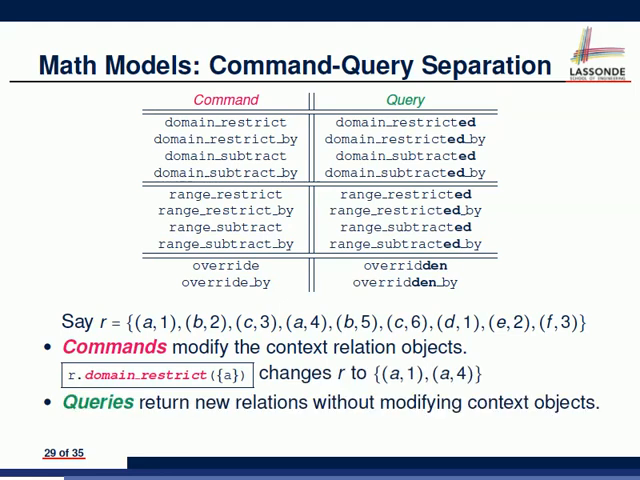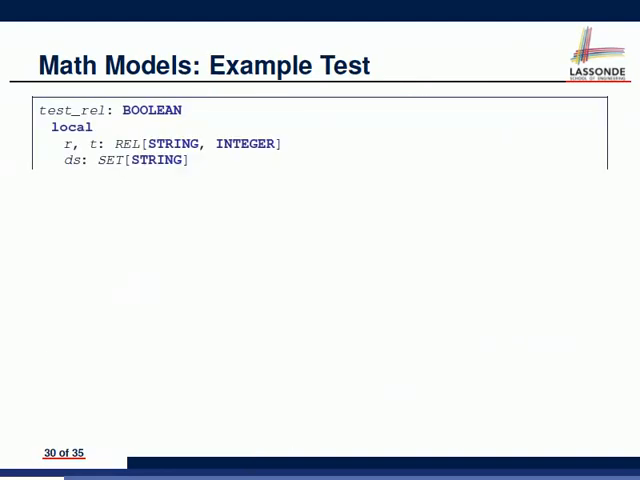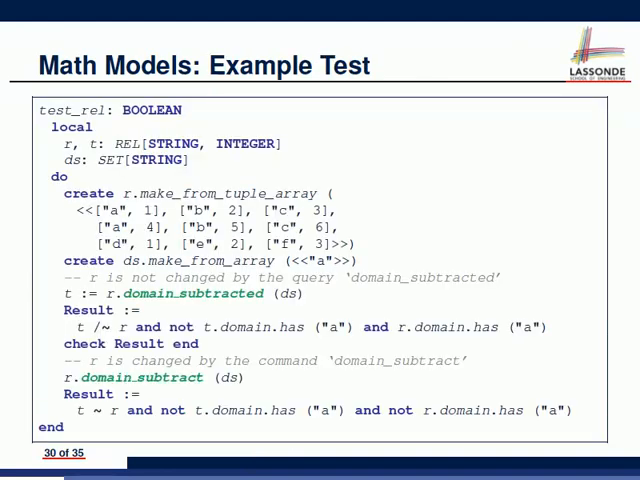On the other hand, I can also call the query version, domain restricted. In this case, I'm not modifying r. I'm just returning a new relation. So you might be wondering, which one should I use? This is the rule. The example test you can just go over. I show you how you can use domain subtract and domain subtracted.